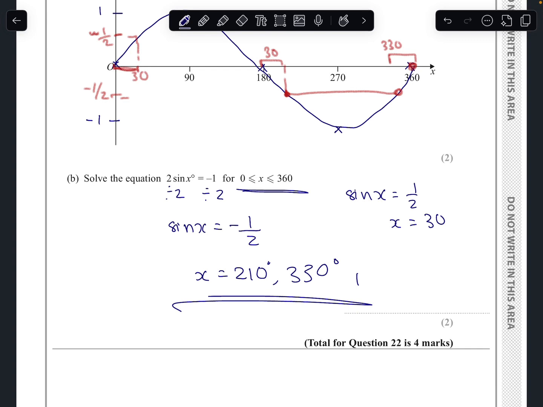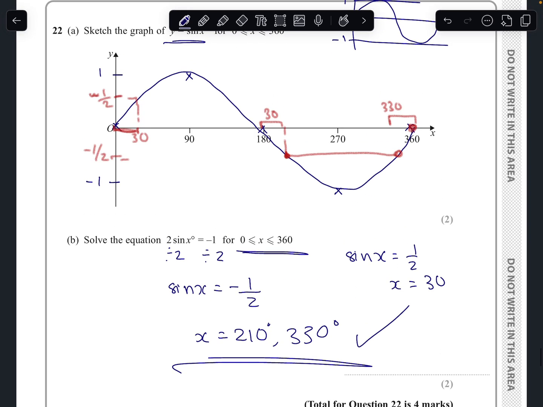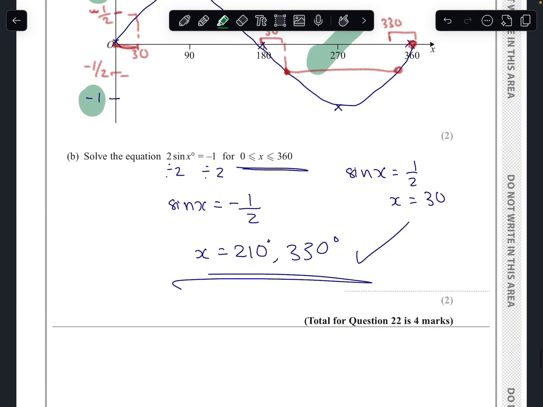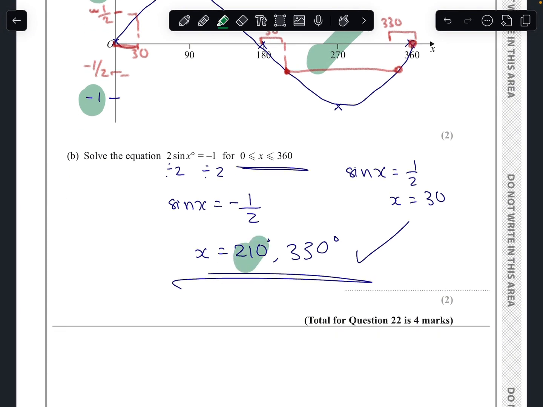that's your answer. Done. Where you get your marks, well, obviously just for drawing the graph, and then for doing your limits. And then for part 2, you get your first mark for one and the second one.